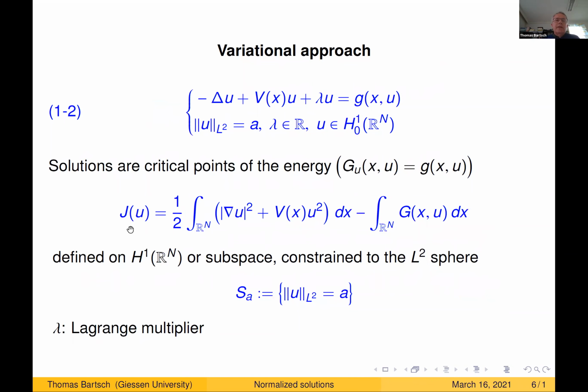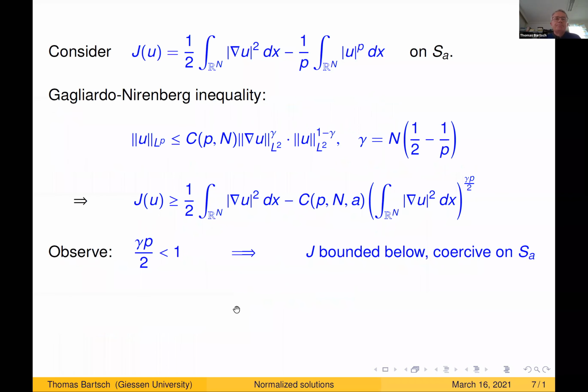So you simply take the energy, which is here the integral over |∇u|² plus V u² minus the primitive of little g, capital G of x, u, and you constrain it to the L² sphere. So there is no lambda appearing here in the energy. The lambda appears as a Lagrange multiplier when you look for critical points of J constrained to this sphere S_a. Okay, so that looks very much like a standard variational problem.